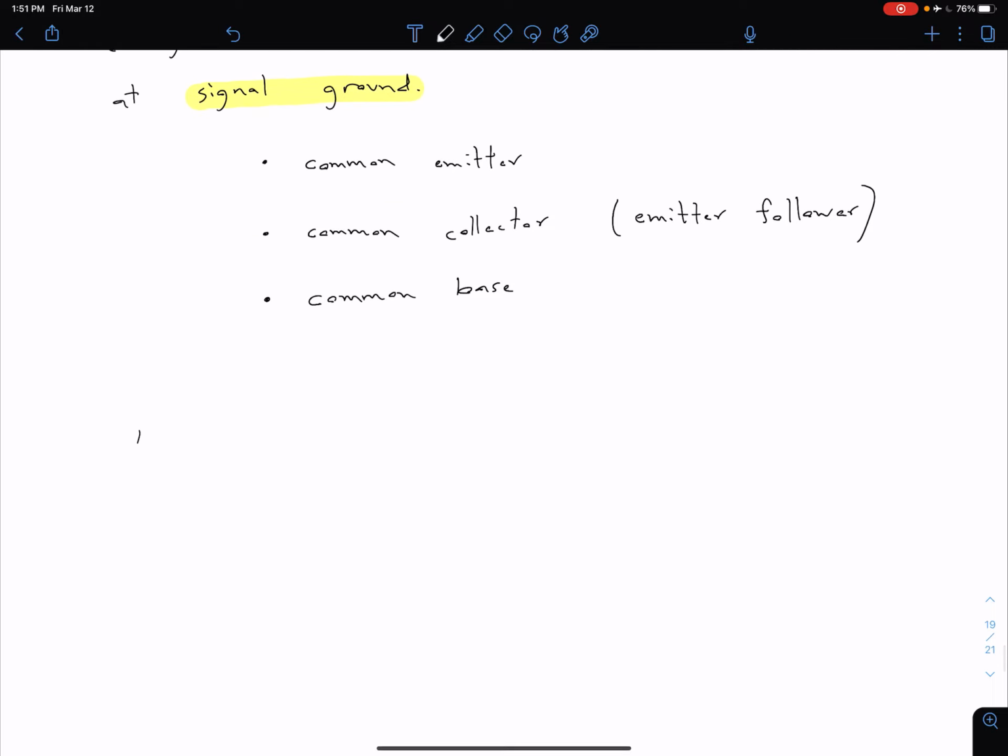Okay, so now we have these 3 configurations. So each of these 3 configurations can actually be represented as a 2-port network. So each of our 3 basic configurations above can be represented as a 2-port network.